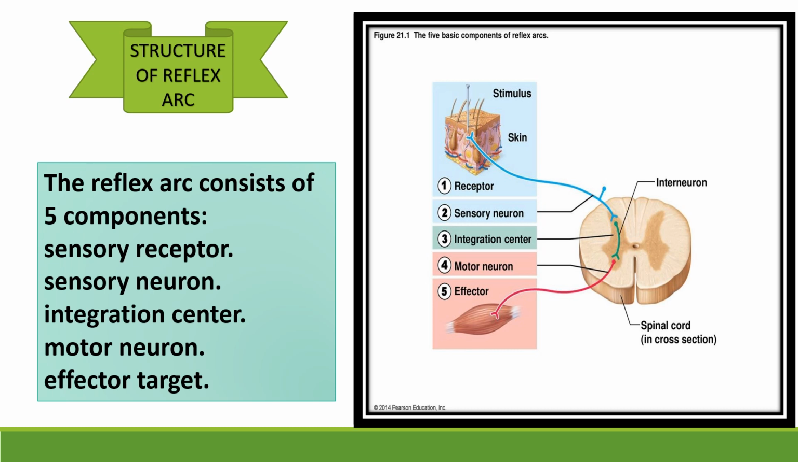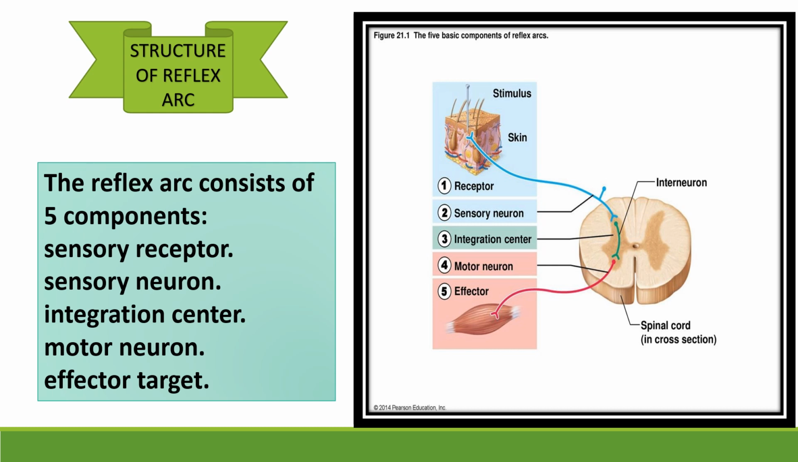Now here is the structure of the reflex arc. The reflex arc consists of 5 components. First one is the sensory receptor. You see this diagram. This one is the receptor, number 1, the sensory receptor in the skin here. Next, number 2, the sensory neuron, that means the afferent neuron. Next one, the integration center. The interneuron is the integration center in the gray matter of the spinal cord.